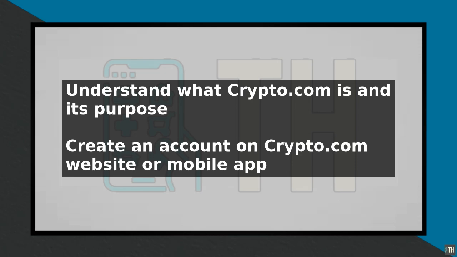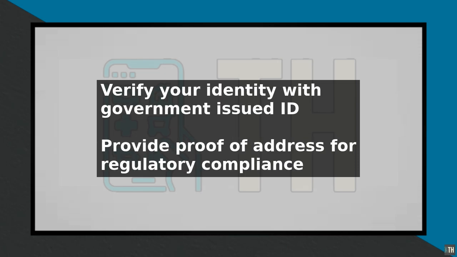To get started, you will need to create an account on the crypto.com website or mobile app. To create an account, go to the crypto.com website or download the mobile app. Click on Sign Up, and follow the prompts to enter your email address and create a password. You will also need to provide some basic information such as your name and date of birth.